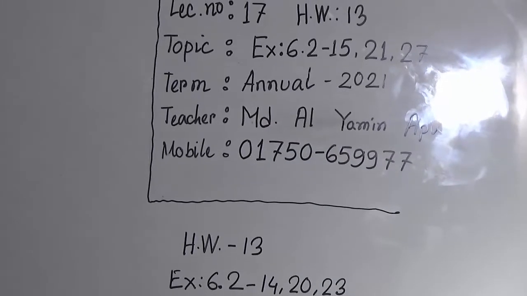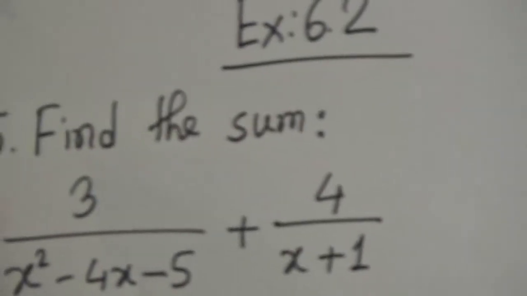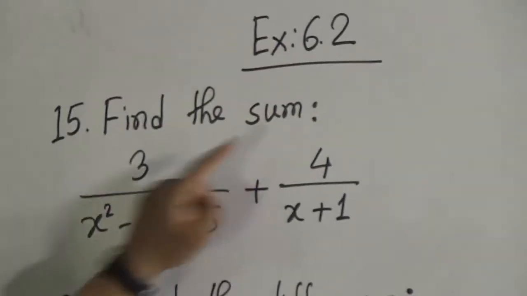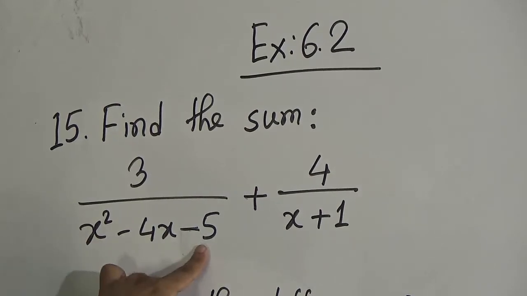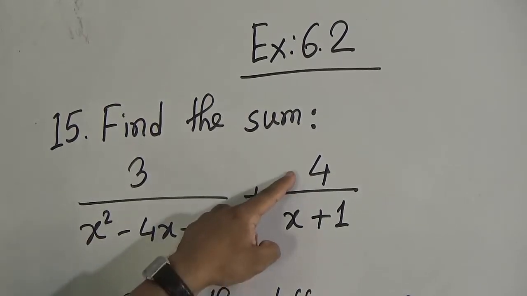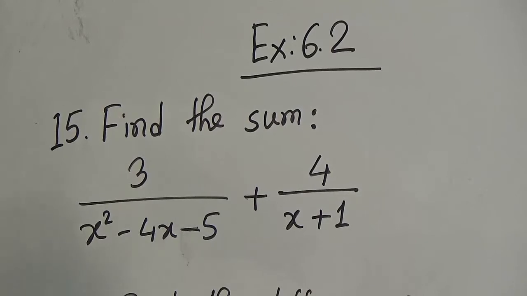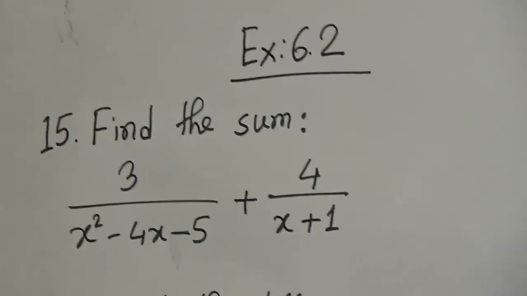Okay. My dear students, look at the question on the board. Question number 15 is from exercise 6.3. Find the sum of 3 over x square minus 4x minus 5 plus 4 over x plus 1. So we need to find the sum of these two fractions. The solution is here. Okay, question number 15.